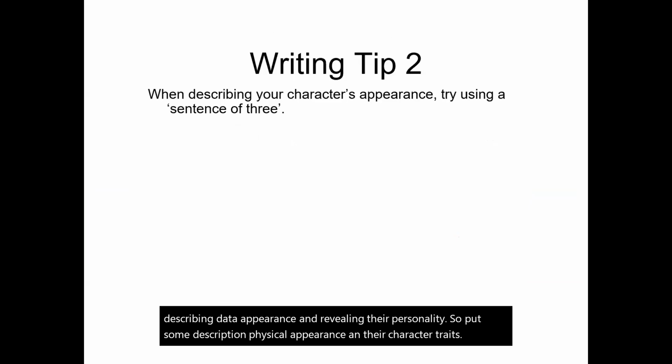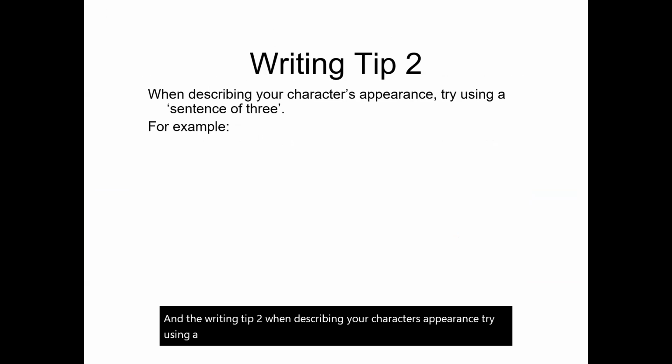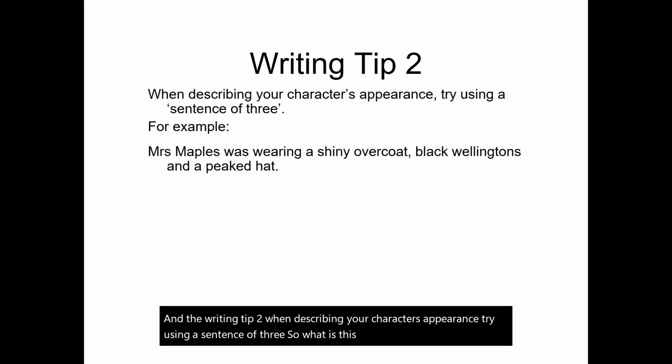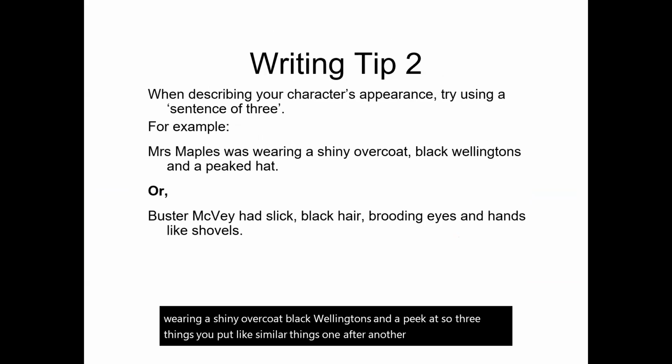And the writing tip 2, when describing your character's appearance, try using a sentence of 3. So what is this? For example, Mrs. Maples was wearing a shiny overcoat, black Wellingtons, and a peacoat. So 3 things you put, like similar things one after another. Or Buster McWay had slick black hair, brooding eyes, and hands like shovels.